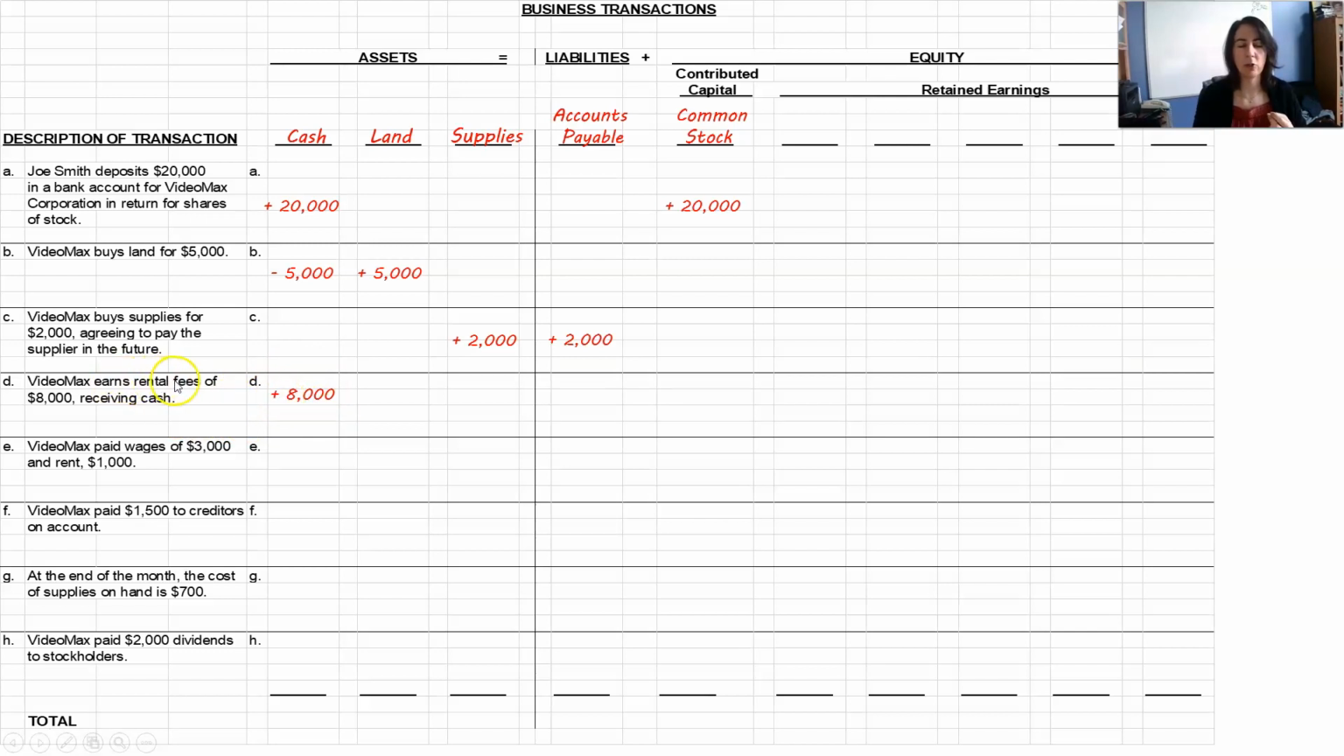And their job, I guess, is renting videos, which isn't even a thing, but, well, kind of Netflix, right? But anyway, earns rental fees. They did their job, right? They're earning rental costs. So that is going to be rental revenue of $8,000.